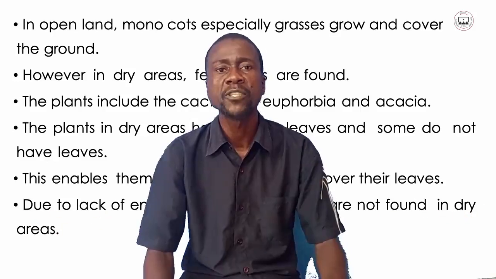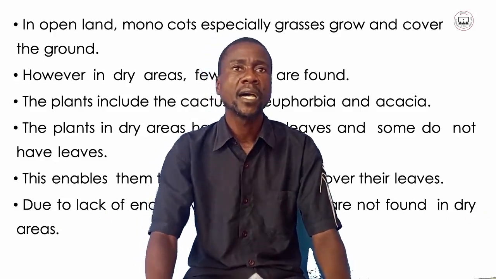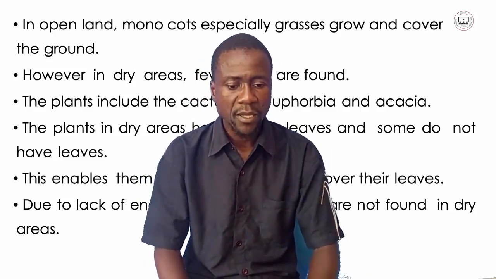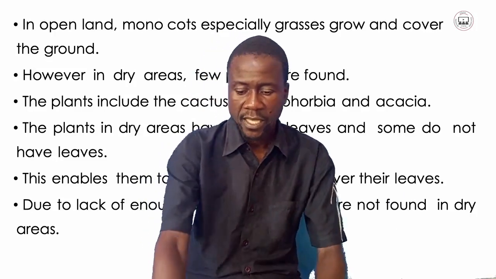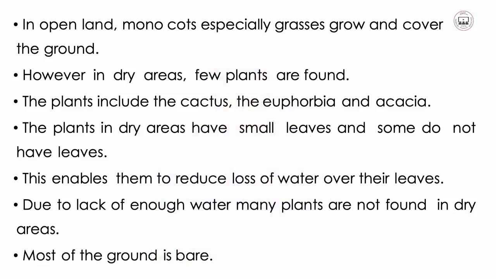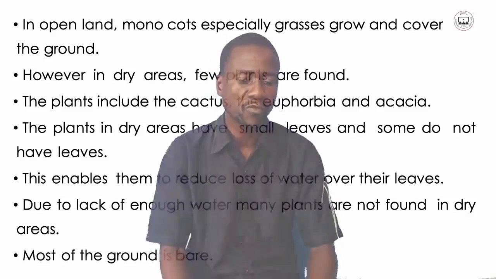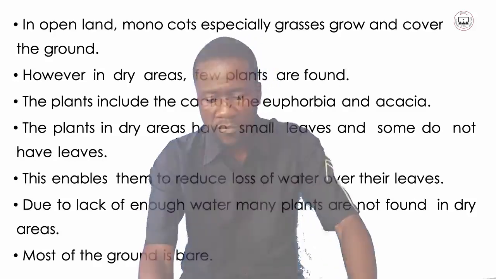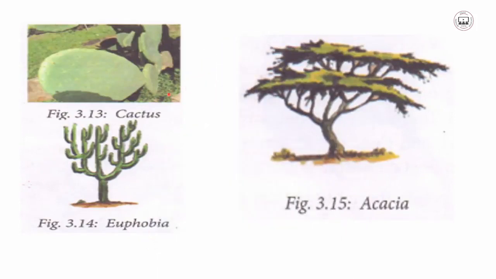Those which cannot keep water or cannot survive using the remaining moisture die, or they may come back in the next rainy season. So most of the ground is bare when a lot of plants die. These are some examples of plants which can survive in harsh conditions where water is not really enough. We may have the cactus, the euphorbias, and the acacias. All these plants are very resistant to the dry season.